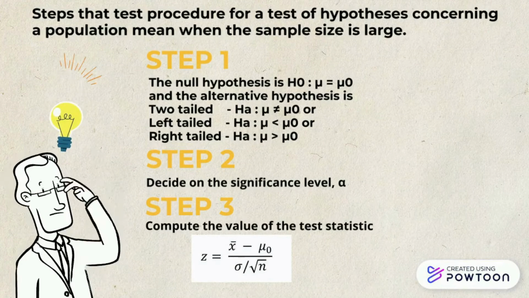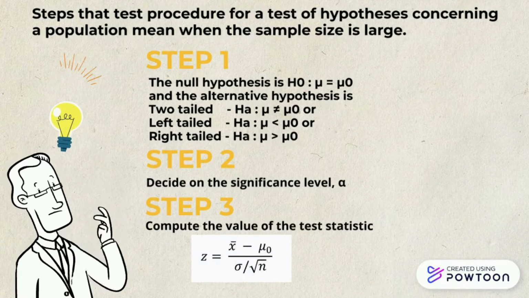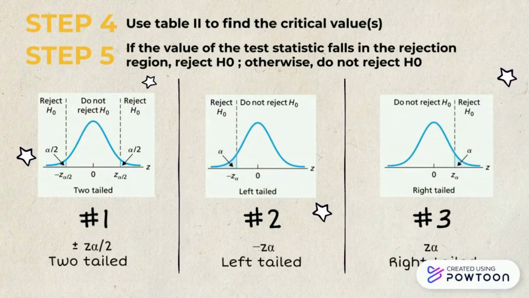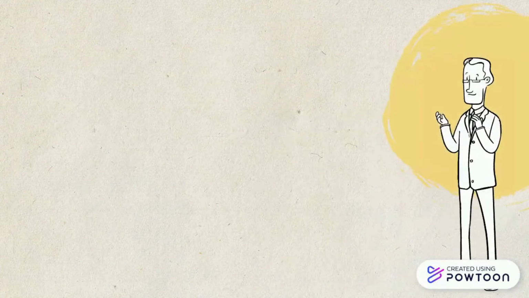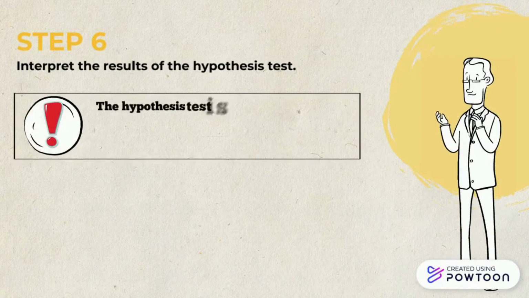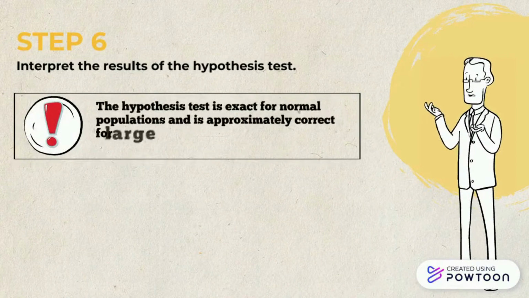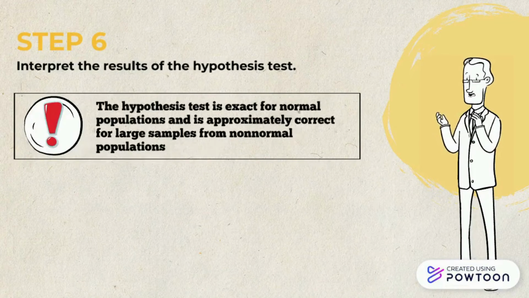Step 3. Compute the value of the test statistic. Step 4. Use table 2 to find the critical value. Step 5. If the value of the test statistic falls in the rejection region, reject the null hypothesis. Otherwise, do not reject the null hypothesis. Step 6. Interpret the result of the hypothesis test. Remember, the hypothesis test is exact for normal population and is approximately correct for large sample for non-normal population.